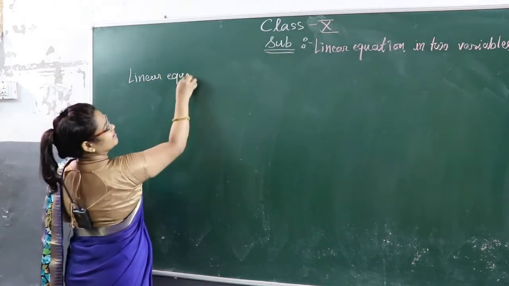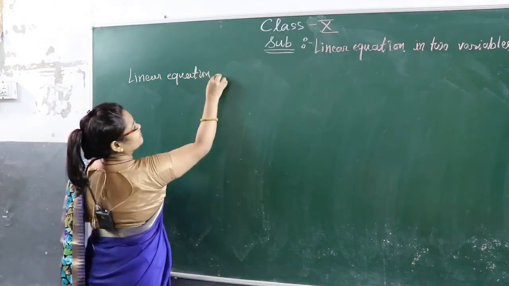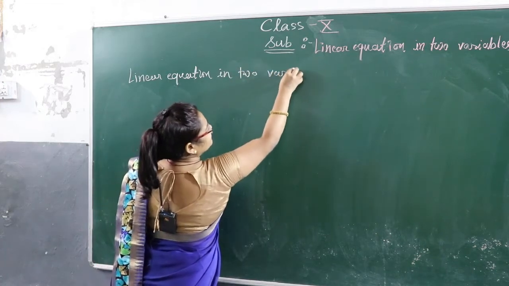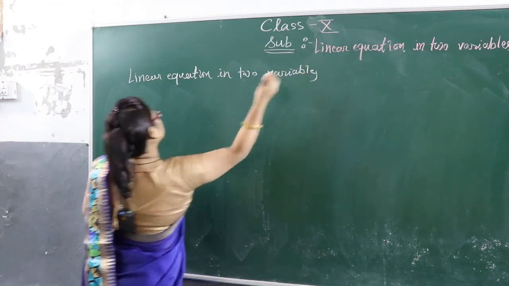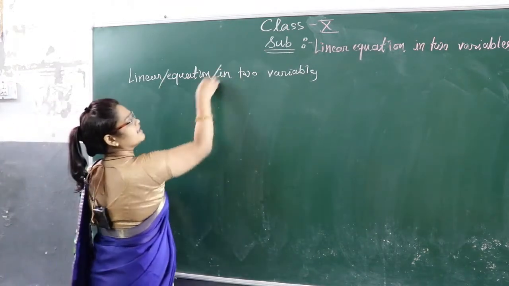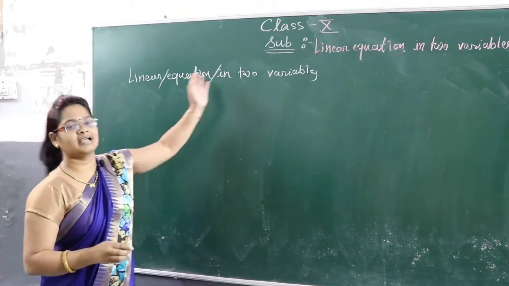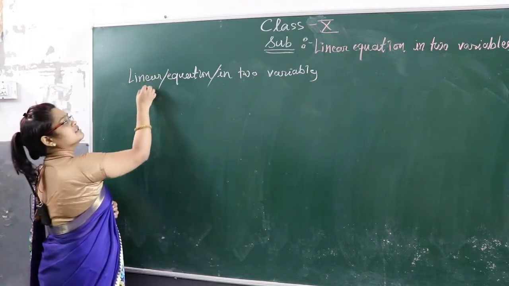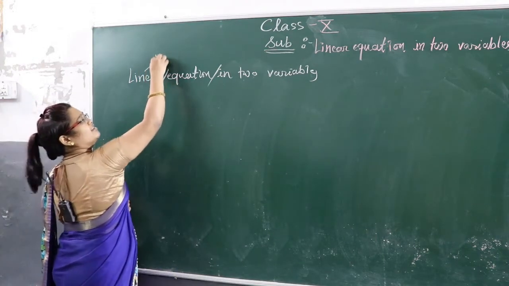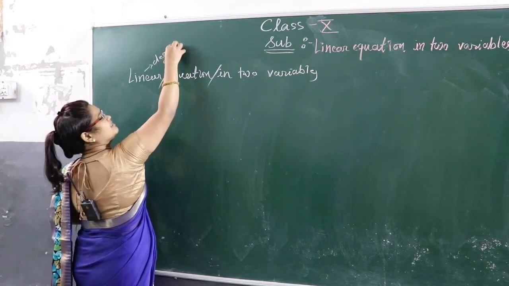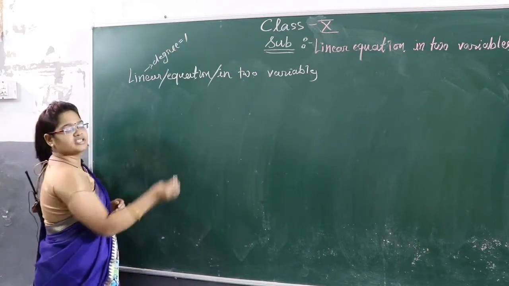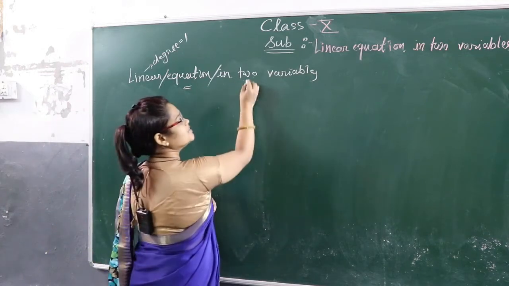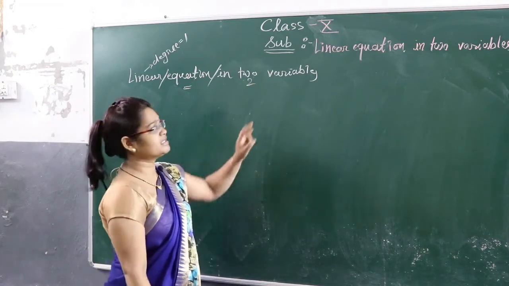Linear equation in two variables. We will separate this in three parts. First part will be linear, second part will be equation, and the third part will be two variables. Now the first part is linear. So linear means what? The degree of this equation should be equal to 1. Equation means it should contain an equal to sign, and two variables means it should contain two variables.